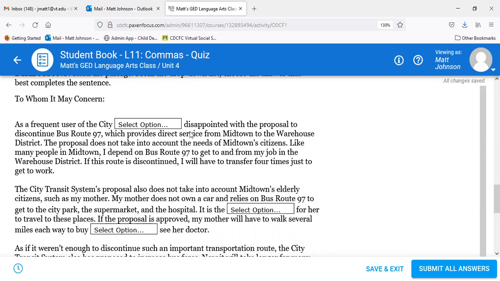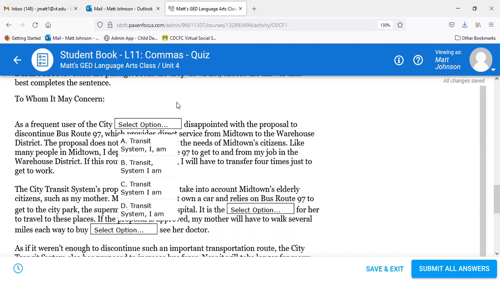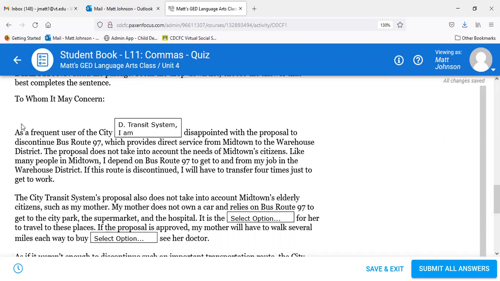To whom it may concern, as a frequent user of the city transit system, I am disappointed. Where do we want our comma placed there? Let's see. I think the answer is D. Very good. Yep. And remember, I mentioned, you can kind of tell these introductory phrases. As is one of those that you'll see a lot. So as a frequent user of the city transit system, comma, I am disappointed with the proposal to discontinue bus route 97, which provides direct service from Midtown to the warehouse district.